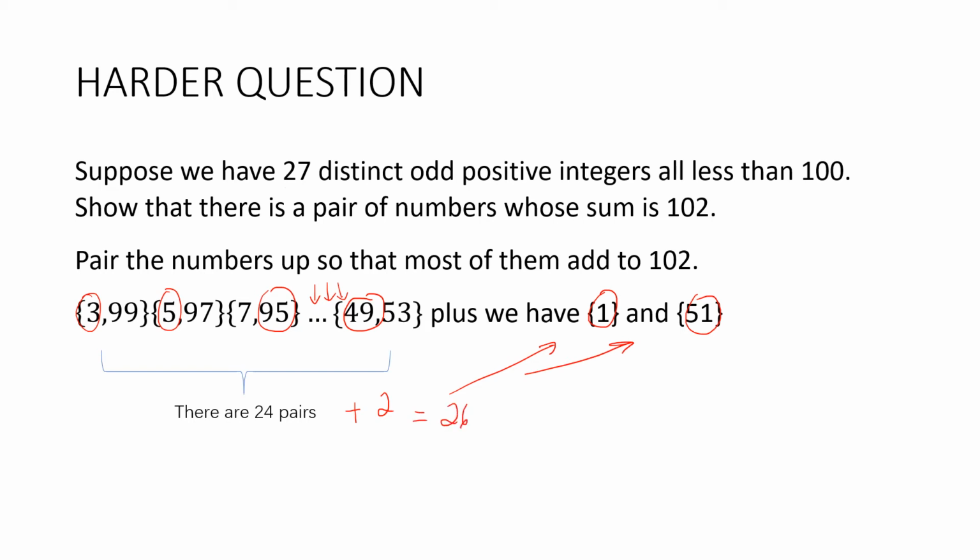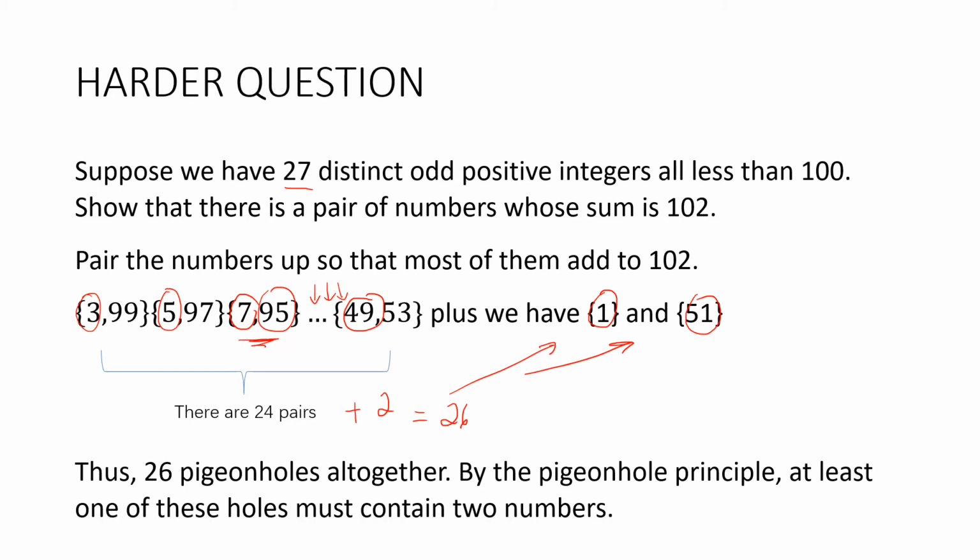But we've got 27 distinct odd positive integers. So once we've filled up each of those pigeonholes, we're going to get one of the other numbers, which is going to make a sum of 102. So 26 pigeonholes altogether. By the pigeonhole principle, at least one of these holes must contain two numbers. Therefore, there must be at least one pair of numbers whose sum is 102.